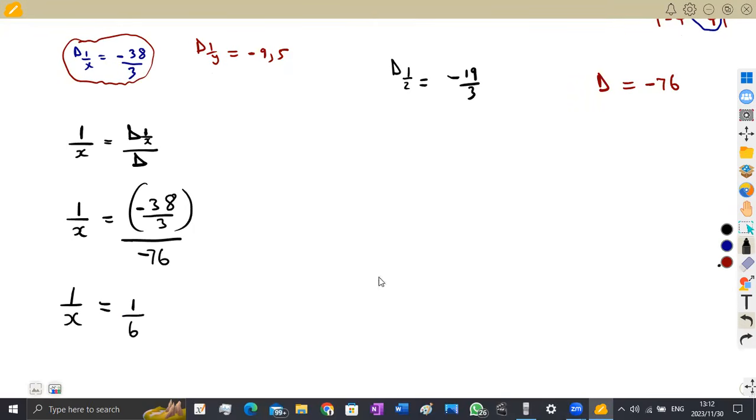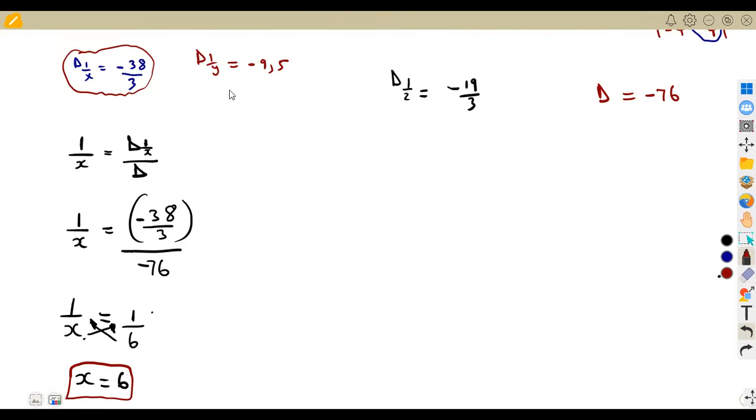So to find x, we can cross multiply. x times 1, which is x, is equal to 1 times 6, which is 6. So now we have the exact value of x. With the same idea, we can also find the value of y from there.